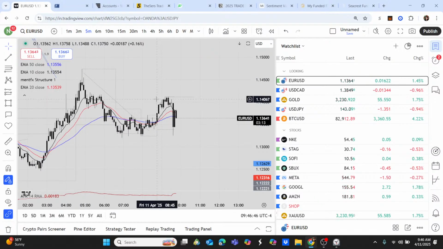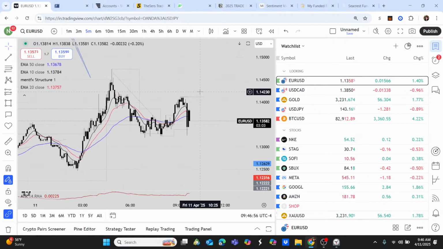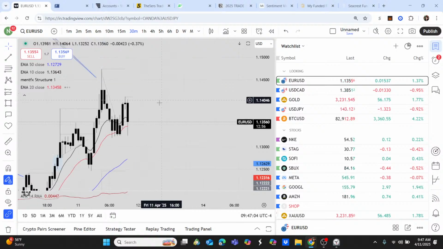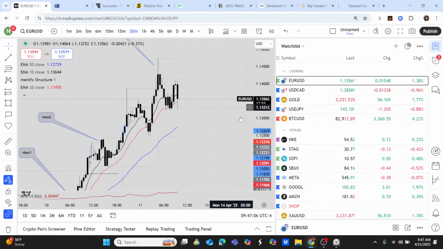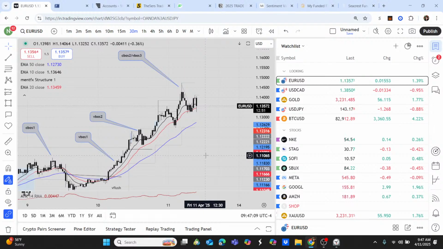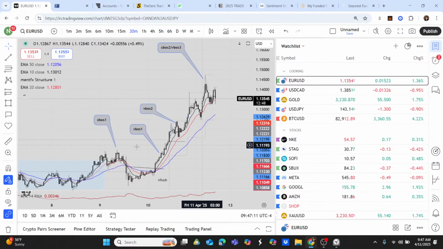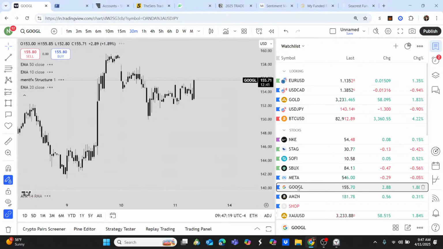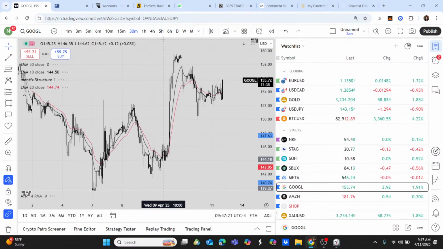So what I would need for price to do is basically a nice break up and just pause nice on the 10 or 20 as it tries to push up. That's what I would probably want to see for your USD. That's what I would want to see, or any of the stocks.